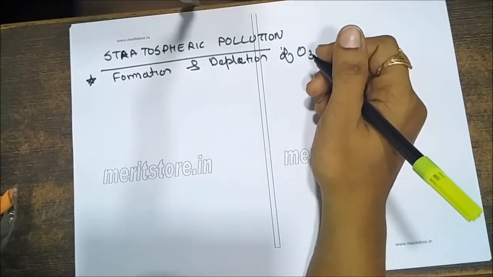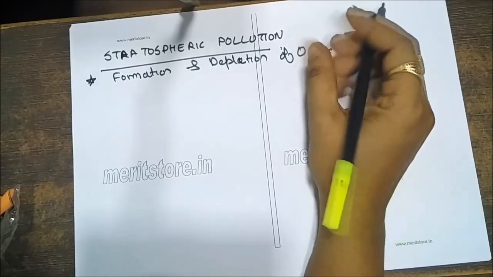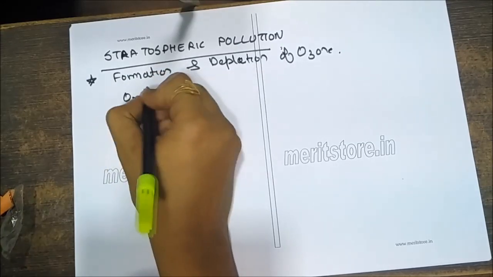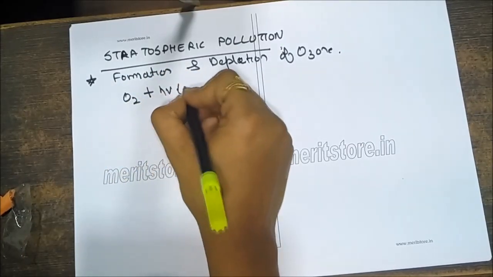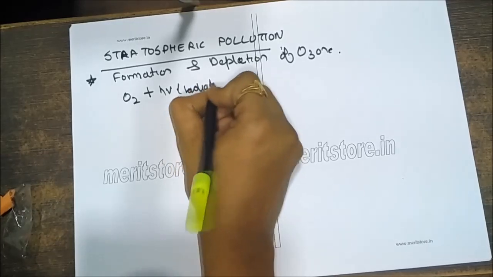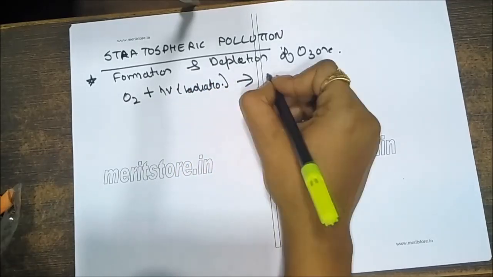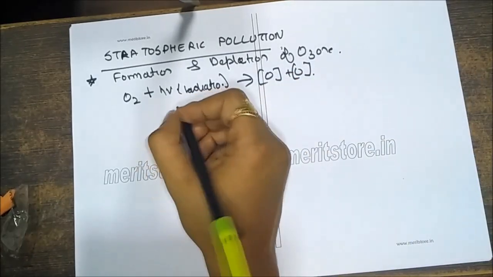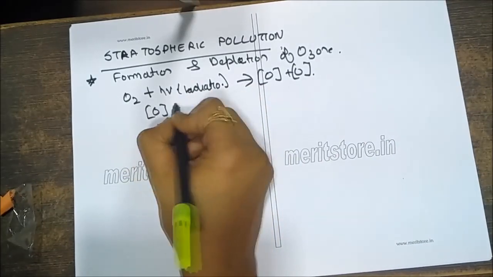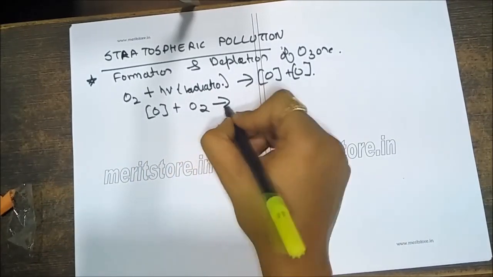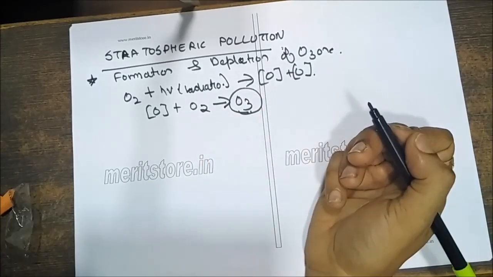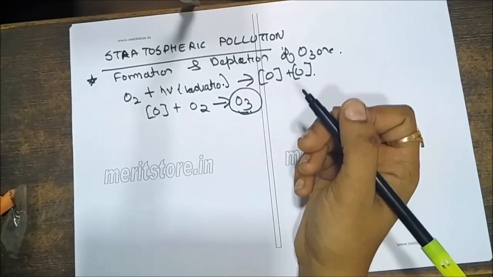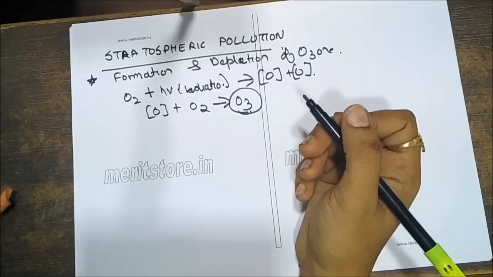Alright. So how is ozone formed? Oxygen in the presence of radiation would form nascent oxygen. Now this is followed by the ozone producing reaction. This nascent oxygen plus oxygen would form ozone. These reactions occur very rapidly in the stratosphere over the tropics where solar radiations are very intense. So this is the formation of ozone.